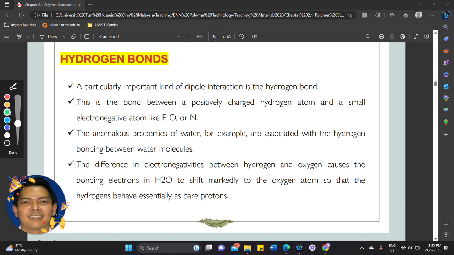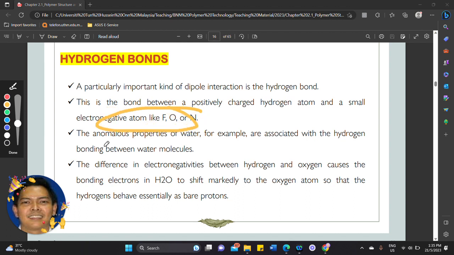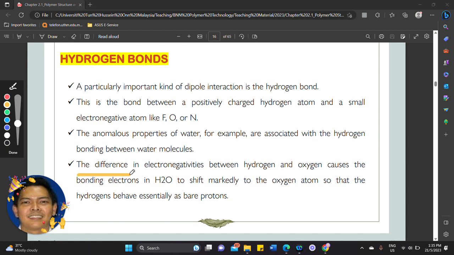Hydrogen bond. A particularly important kind of dipole interaction is the hydrogen bond. This is the bond between a positively charged hydrogen atom and a small electronegative atom like oxygen or nitrogen. The anomalous properties of water, for example, are associated with the hydrogen bonding between the water molecules, or H2O. The difference in electronegativity between hydrogen and oxygen causes the bonding electrons in H2O to shift markedly to the oxygen atom, so that the hydrogen may behave essentially as a bare proton.